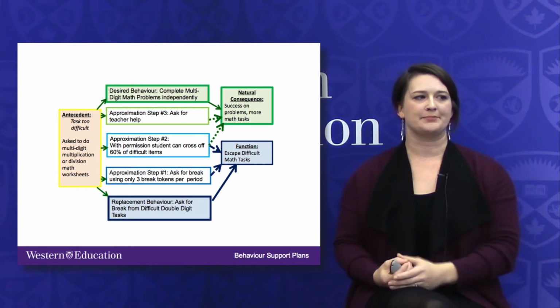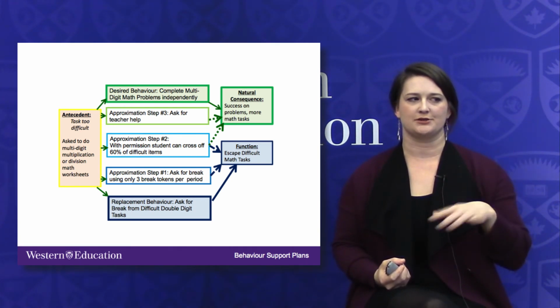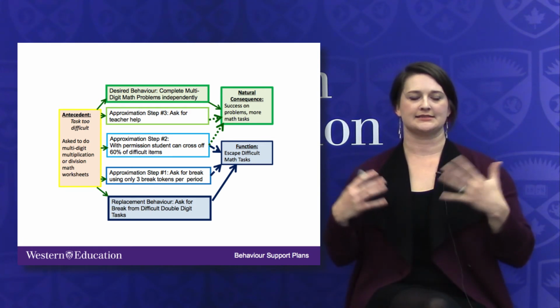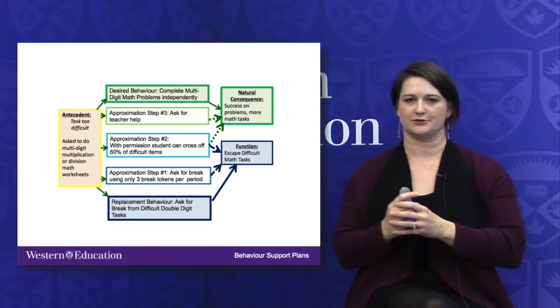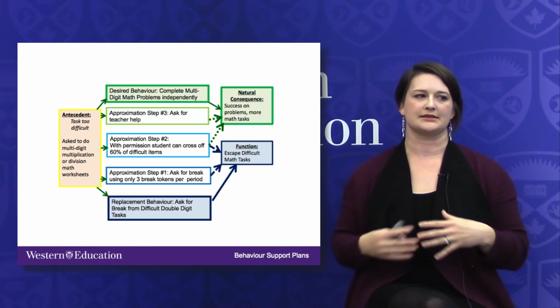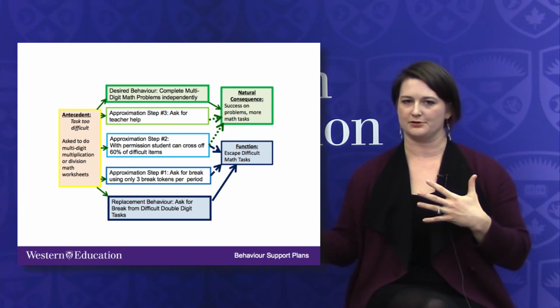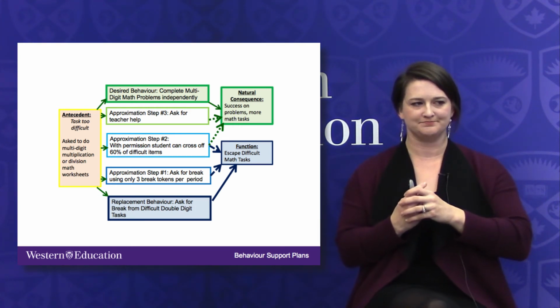So this is an example. A student might be asked to do multiplication or division with multiple digits, and they perform challenging behavior and they escape that difficult task. So my replacement for that is I'm going to give them the skills to ask for a break from difficult double-digit tasks. So that's the first thing they do, and that's at the bottom there.